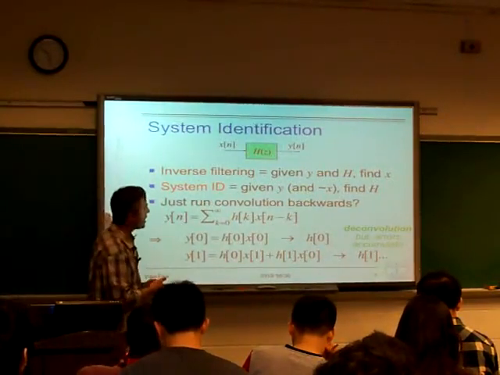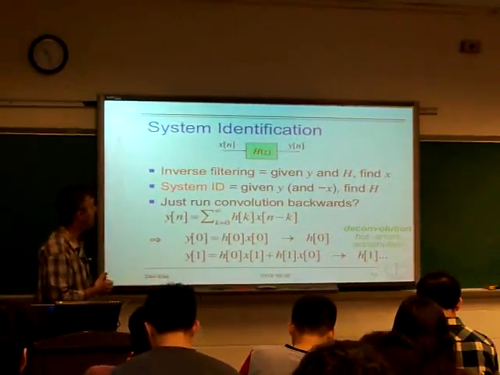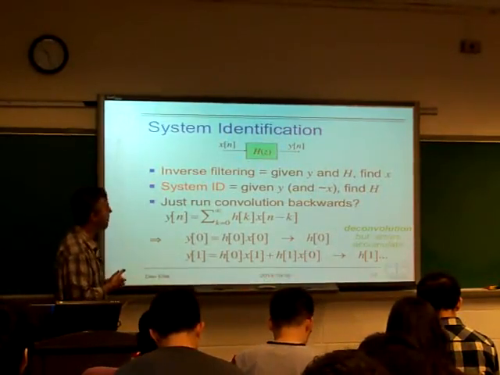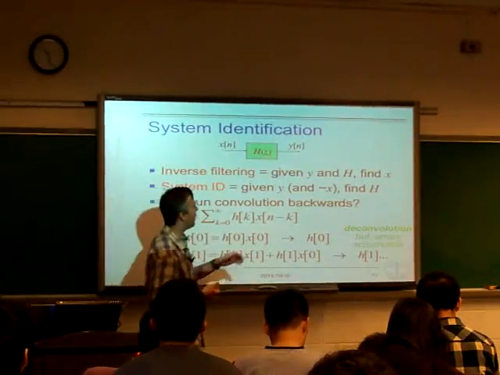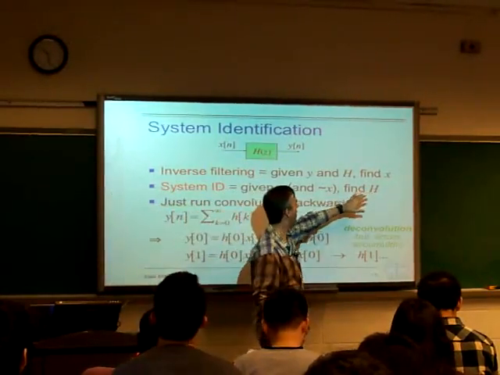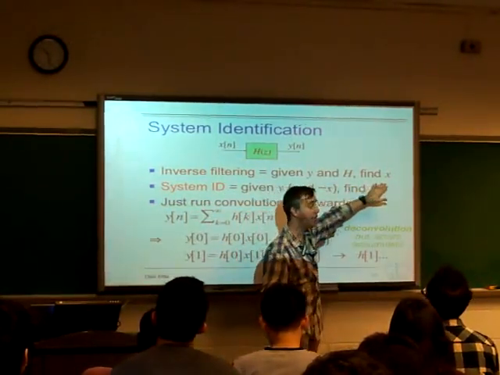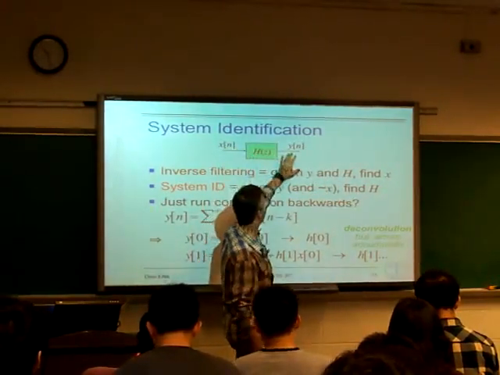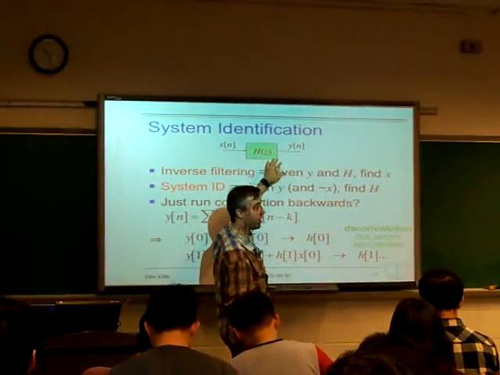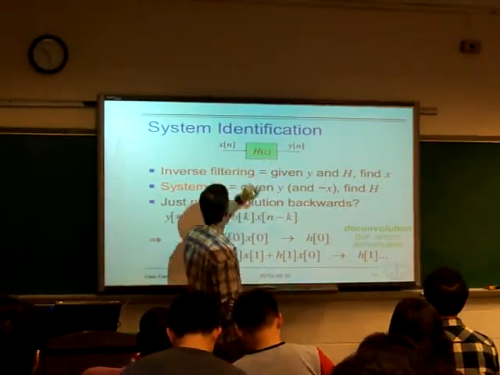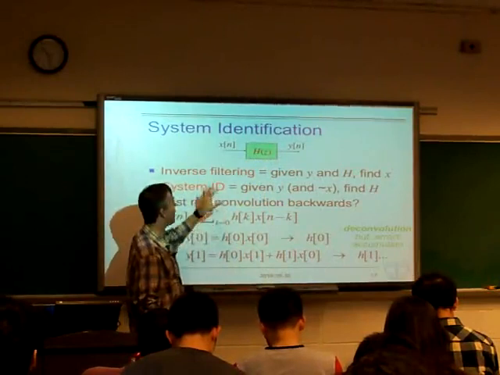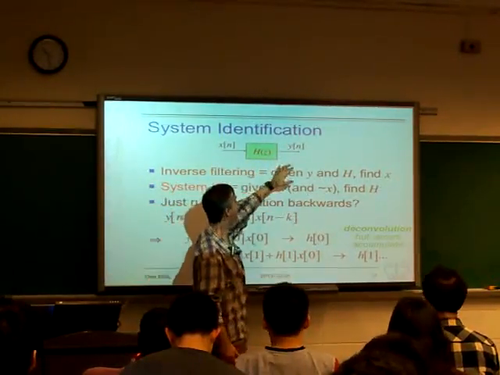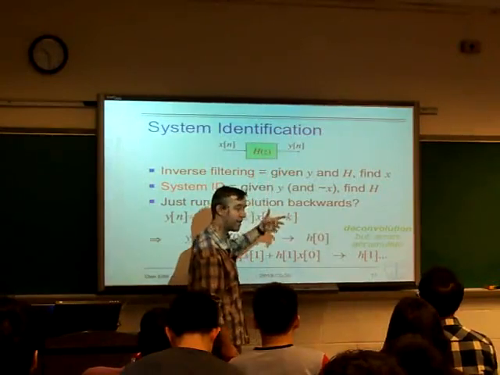So related to this idea of inverse systems, which was trying to recover the input x given knowledge of y and h. If we have a system like this, and we knew what the output was and we knew what the system was, we can try and design the inverse of that system to recover the input. Another problem that might arise in a situation like this is if we know what the input is, we know what the output is, but we don't know what the system is. This is called system identification.